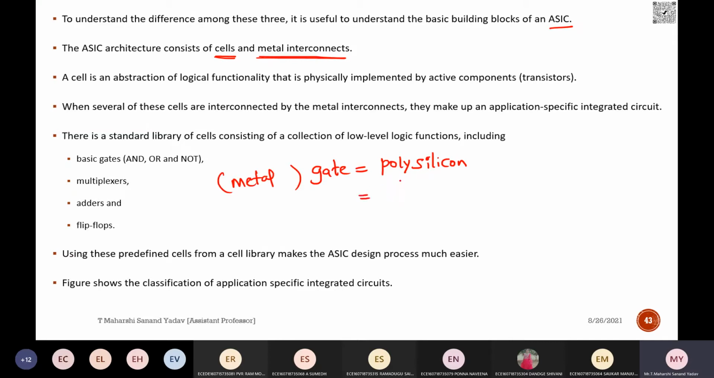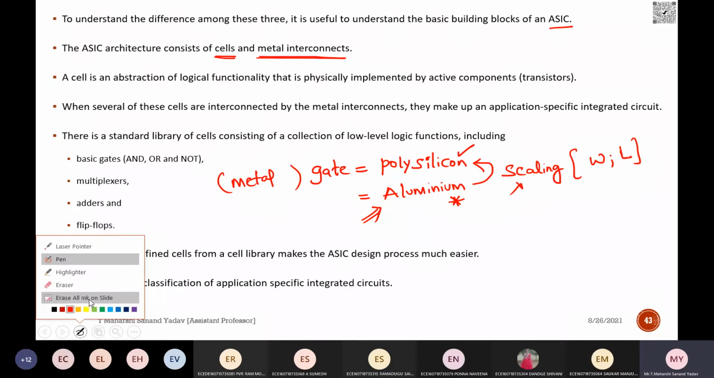Before the existence of polysilicon, aluminium was used. What made me switch from aluminium to polysilicon is scalability. Scaling is nothing but changing the W/L ratio, meaning width and length can be modified if I make use of polysilicon. If I go with aluminium, scaling is not possible. So earlier the gate was implemented by using aluminium as a metal, but now they make use of polysilicon. Remember this point.